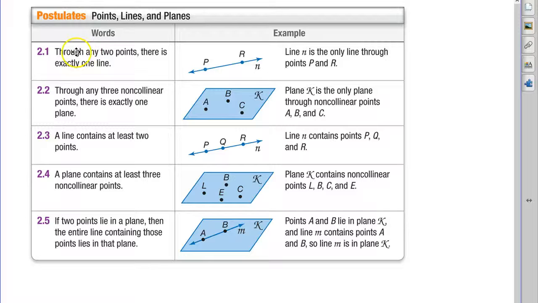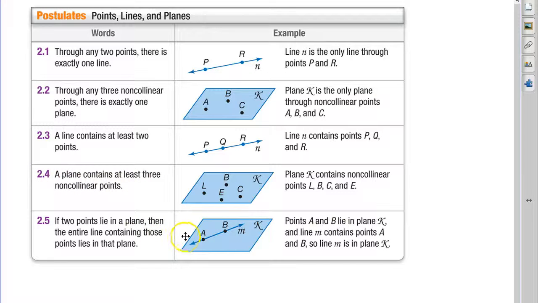So we have 2.1, which is any 2 points make a line. 2.2, you need 3 points to make a plane. 2.3 is that if you have a line, you have at least 2 points on it. 2.4 is if you have a plane, you have at least 3 points on it, and the key is they're non-collinear. So a lot of people will miss that by not saying non-collinear.